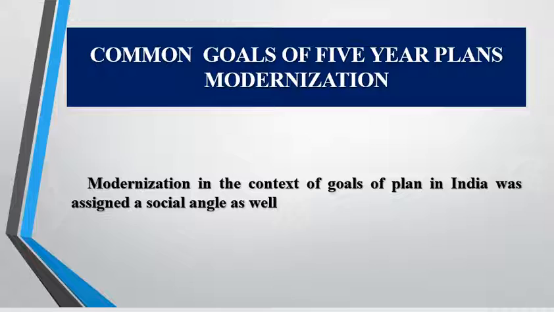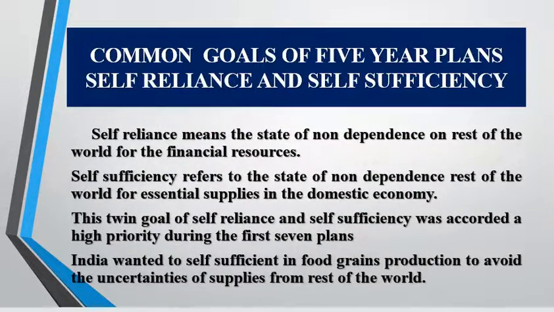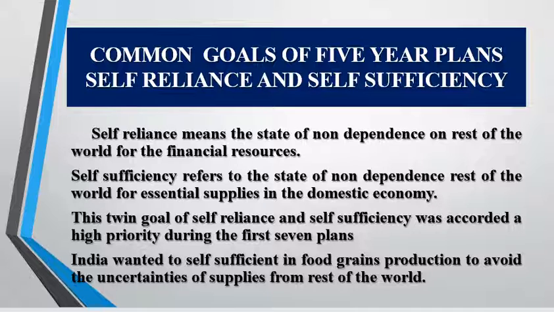Modernization in the context of goals and plan in India was assigned a social angle. Here we are updating our technology, but we also want economic growth along with social justice. Self-reliance and self-sufficiency. Self-reliance means our economy is not dependent upon the rest of the world for financial resources. Self-sufficiency means our economy is not dependent upon the rest of the world for the essential supplies in the domestic economy. The twin goal of self-reliance and self-sufficiency was accorded a high priority during the first 7 five-year plans.